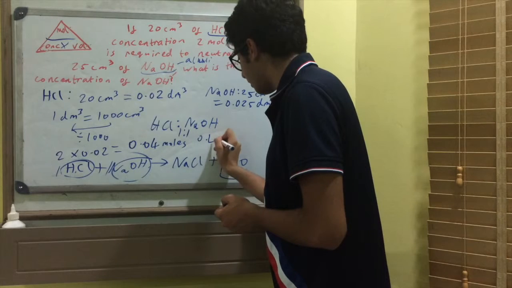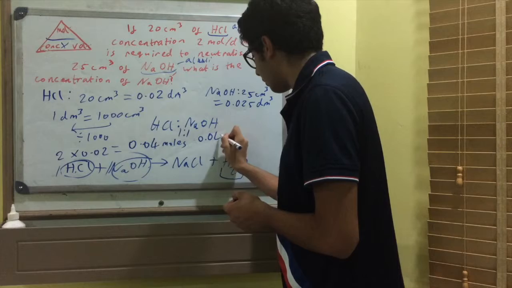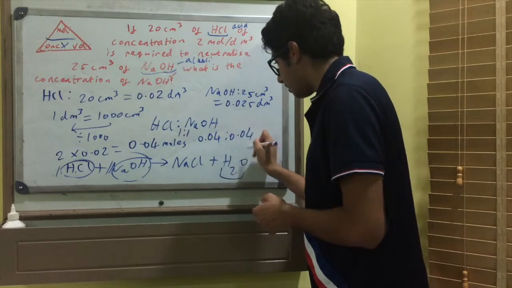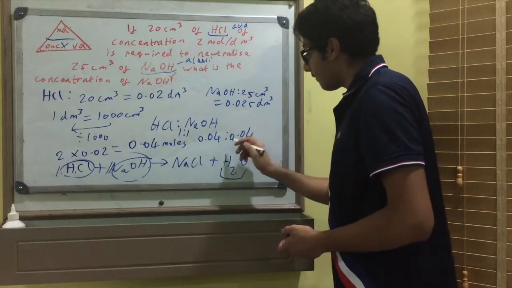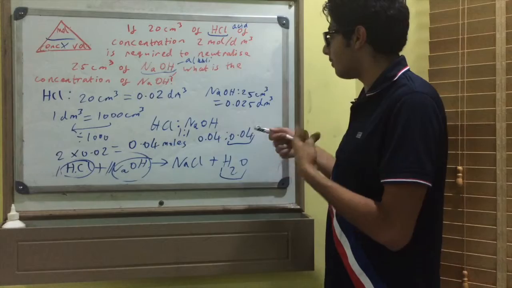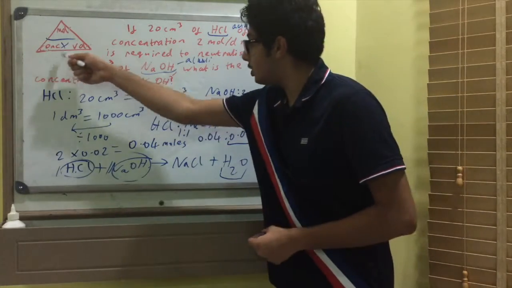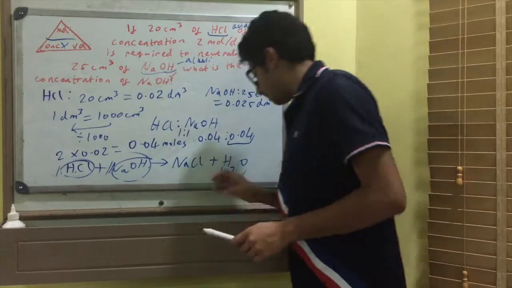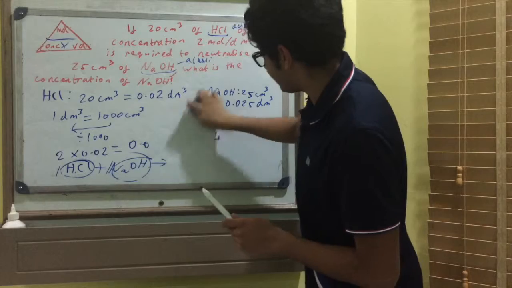So 0.04 moles to 0.04 moles, because it's 1 to 1. So therefore, the number of moles of sodium hydroxide is 0.04. Now we have enough information to find the concentration of sodium hydroxide. Let me just rub some of this stuff out, so I have space to write.